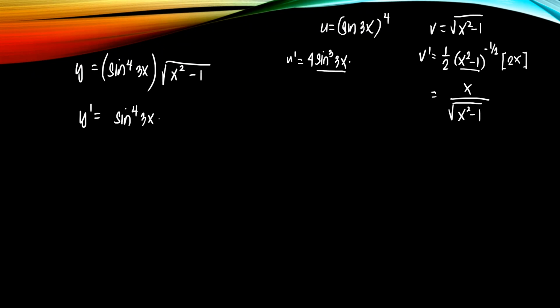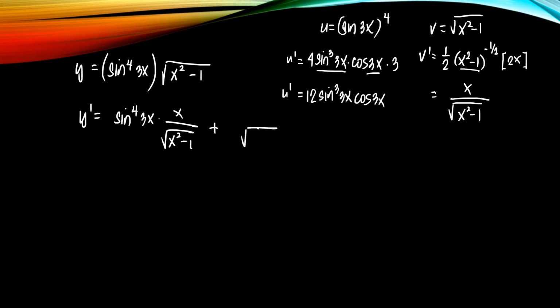Now look at the sine. What's the derivative of a sine? Cosine 3x. What's the derivative of 3x? It's 3. So here, it's 12 sine 3 of 3x cosine of 3x. So copy the first, derivative of the second. I have that already. Plus, copy the second, derivative of the first. Ayun. 12 sine cube 3x cosine 3x. Okay.